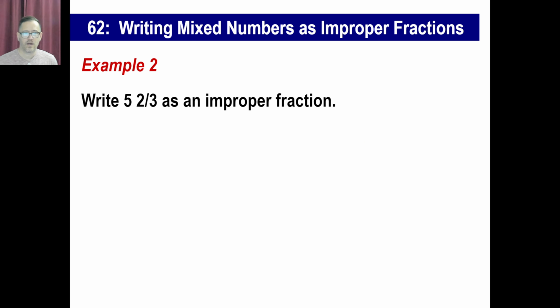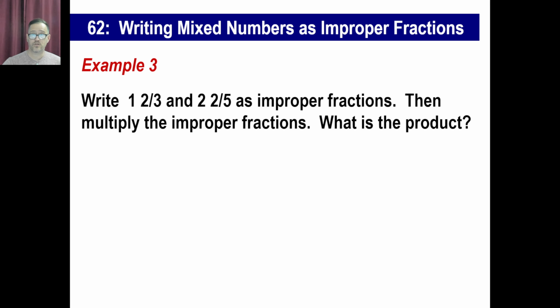Okay, let's try another one. Write this as an improper fraction. Well, 5 2/3. If you want to visualize it this way with the fraction a little smaller looking, you take 3 and times it by 5. That's 15 plus 2, 17. So 17/3, or 17 divided by 3, of course, which is the same thing as 5 2/3.